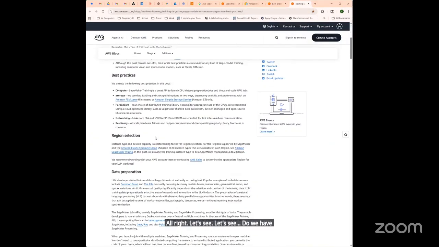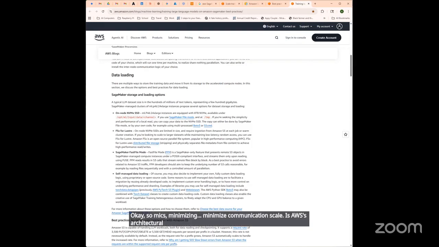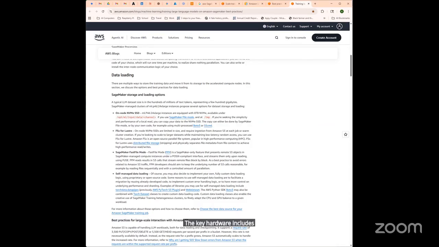MiCS, Minimize the Communication Scale, is AWS's architectural pattern combining SageMaker sharded data parallelism, Elastic Fabric Adapter, ultra clusters of A100 GPUs on P4 instances, and fast shared storage via Amazon FSx for Lustre. This enables training models exceeding 1 trillion parameters, like GPT-scale LLMs, across thousands of GPUs. The key hardware includes P4 instances with 8x A100 GPUs and 400 gigabits per second networking, FSx for Lustre providing petabyte-scale, high-IOPS storage, and EFA for low-latency GPU-to-GPU networking.